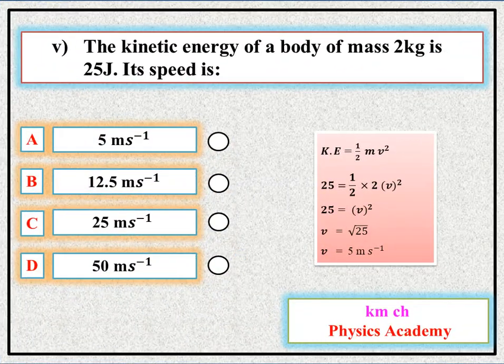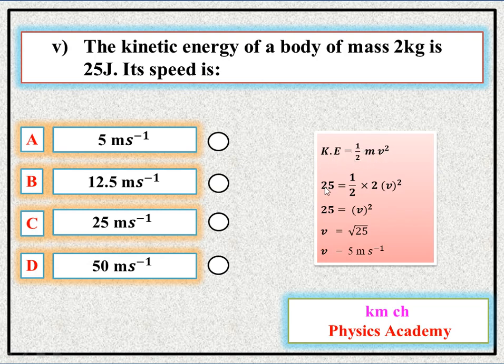Question number 5. The kinetic energy of a body of mass 2 kg is 25 joule. Its speed is. Now kinetic energy of a body is given and mass of the body is also given, and we have to find speed of the body or velocity of the body. Options are A 5 meter per second, B 12.5 meter per second, C 25 meter per second, and D is 50 meter per second.